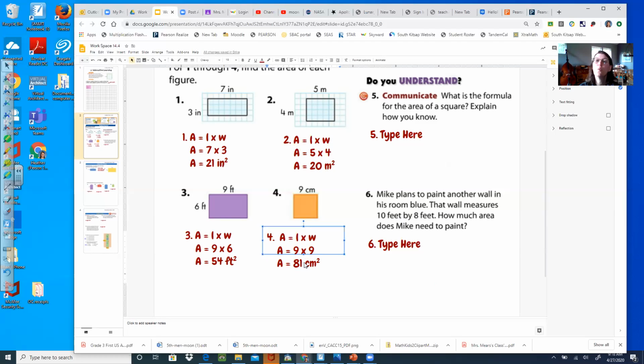Okay, what is the formula for the area of a square? Explain how you know. I wish I had the teacher answer guide home with me, but I don't. So we're going to explain both ways because I did just give you a hint on that previous one. So you can use A equals, see, make that bigger.